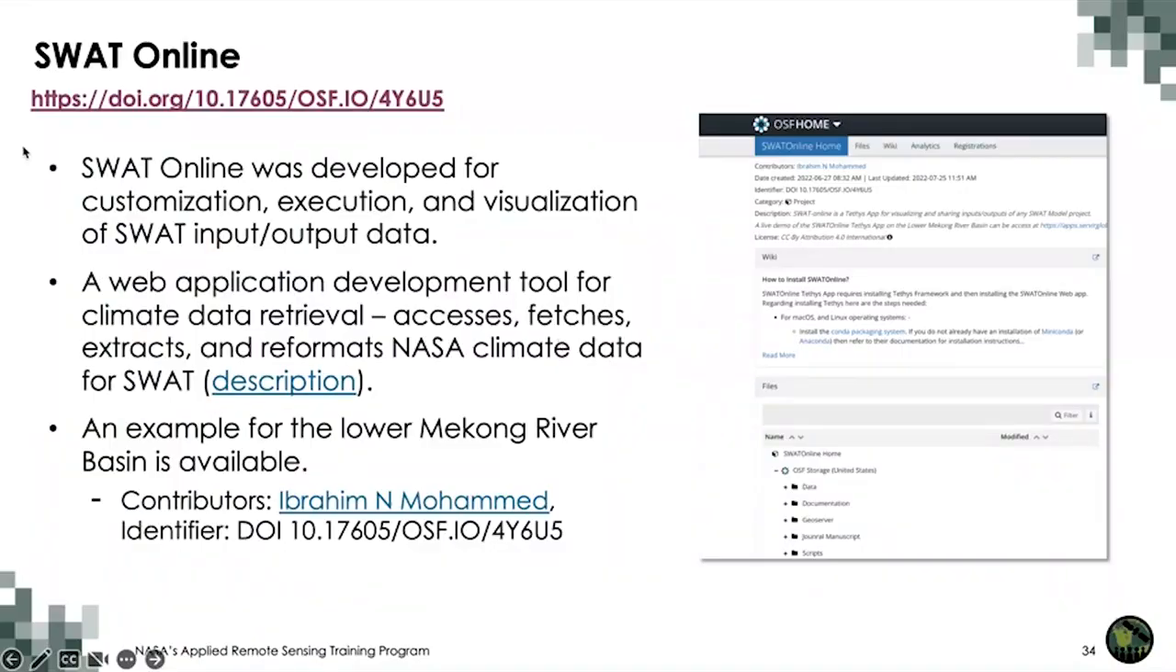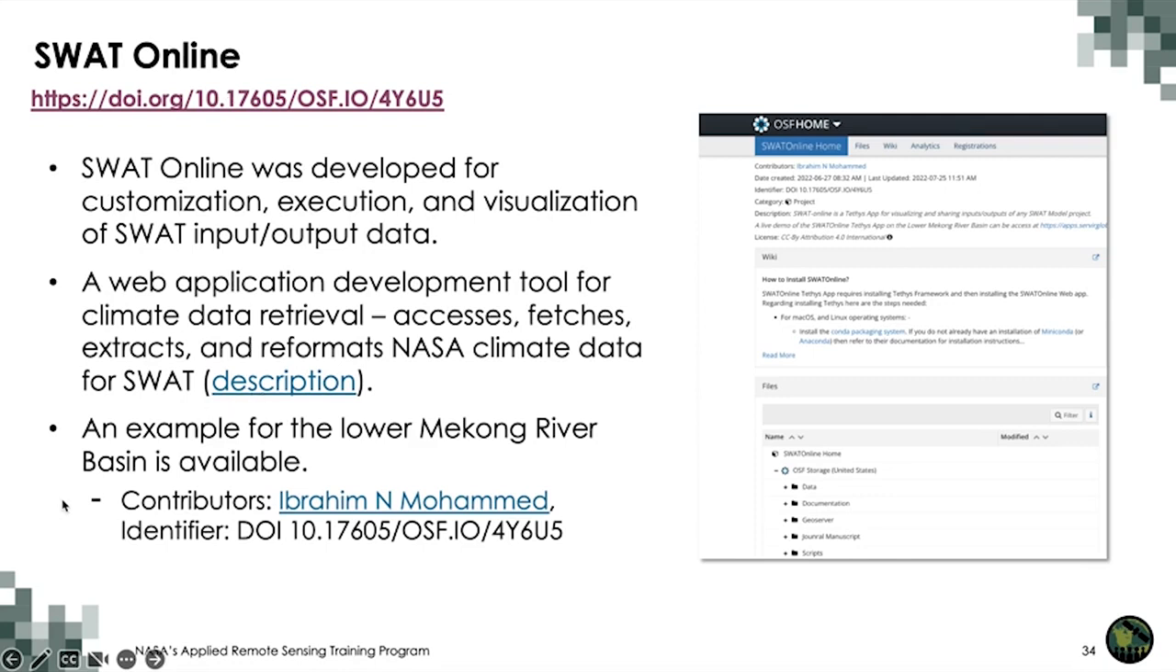So there is SWAT Online, which is an application of SWAT using NASA data. SWAT Online was developed for customization, execution, and visualization of SWAT input and output data. Particularly, it's a web application development tool for climate data retrieval. It accesses, fetches, extracts, and reformats NASA climate data for SWAT input. And you can look at the links for more information.